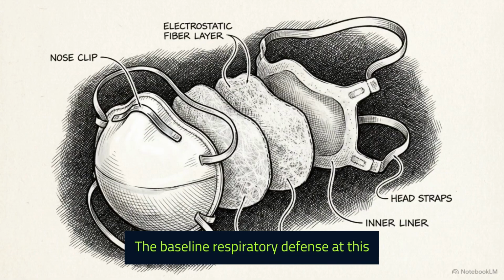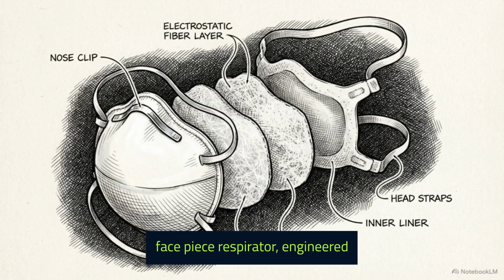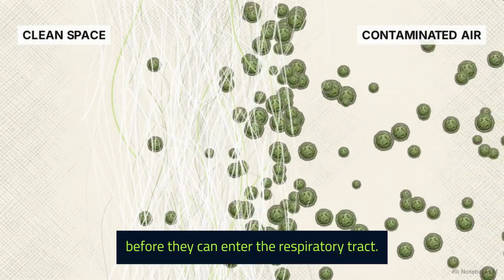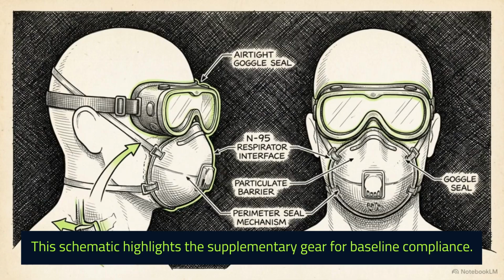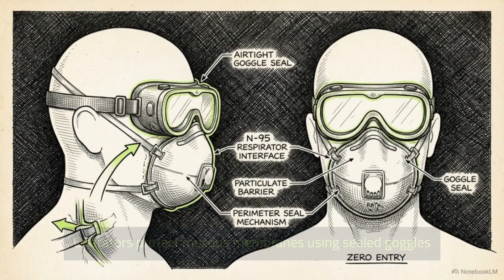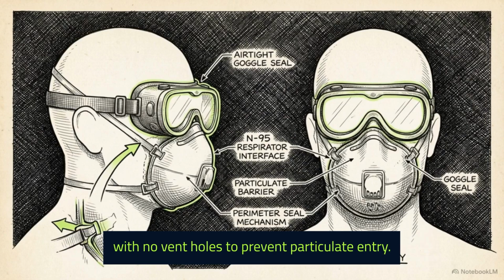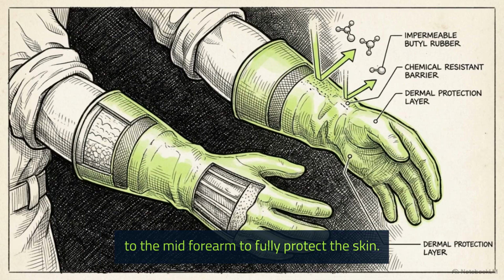The baseline respiratory defense at this level is a NIOSH-approved N95 filtering facepiece respirator, engineered to trap the vast majority of airborne spores before they can enter the respiratory tract. This schematic highlights the supplementary gear for baseline compliance. Operators protect mucous membranes using sealed goggles with no vent holes to prevent particulate entry. This is paired with thick rubber gloves extending to the mid-forearm to fully protect the skin.